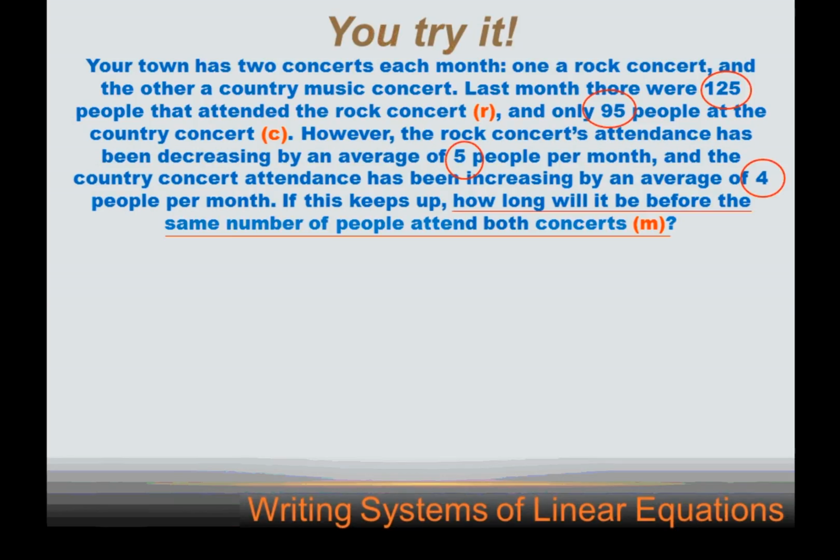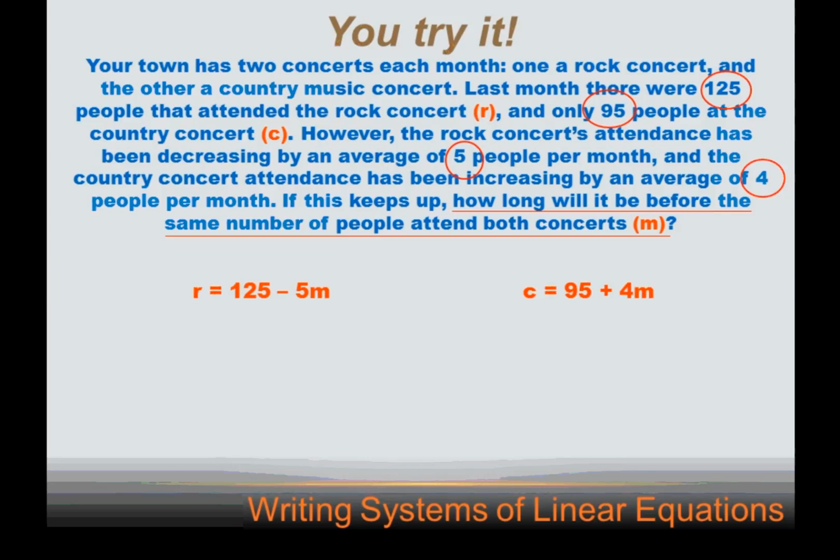There are 95 people at the country concert. There were 125 people at the rock concert. Now, I've got some information here. Can I put it into algebraic expressions? Well, sure. I know that the number of people attending the rock concert in subsequent months would be the 125 we originally had, less 5 people per month. So each month we're having 5 fewer people at the rock concert, and so the number at the rock concert would be the 125 minus 5 people times the number of months.